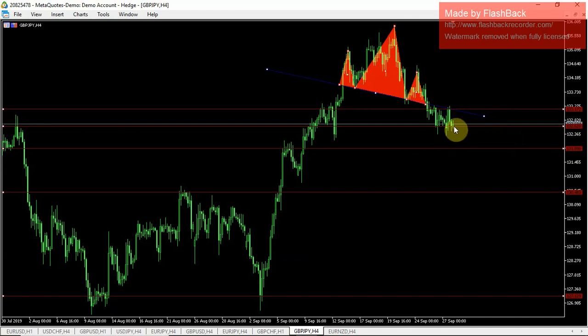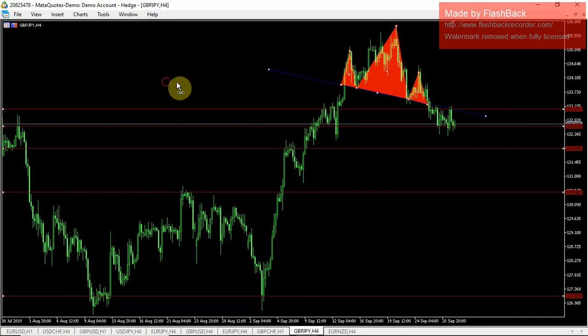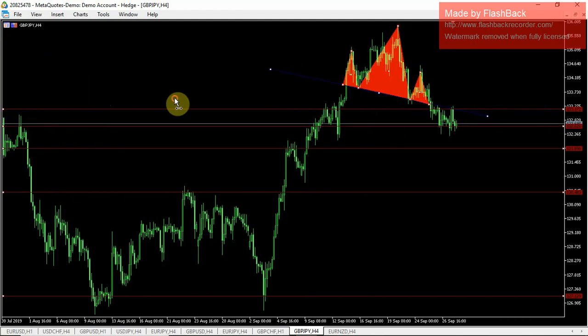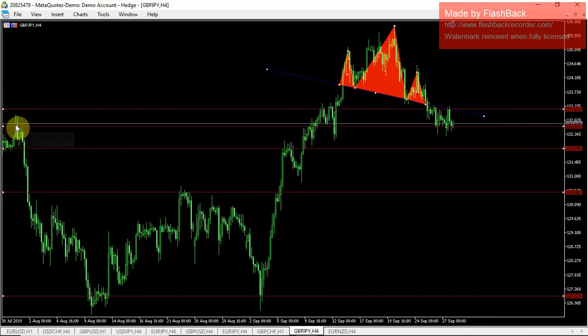Now, what's important to note right now is the level currently. This level here, 132.620, which is a major level right here in August. It was major resistance for this entire sell off right here, 9 August. So you can see that this is a very significant level on GBP/JPY.